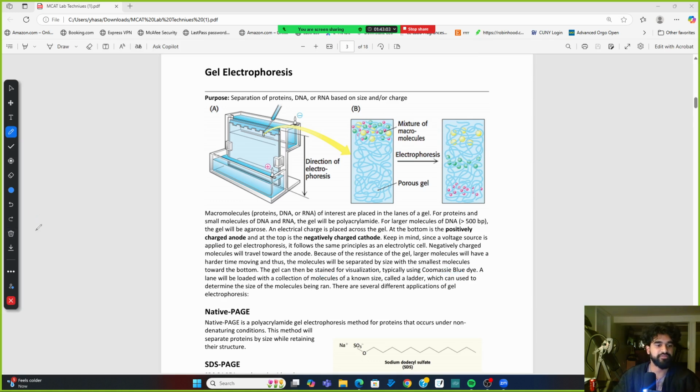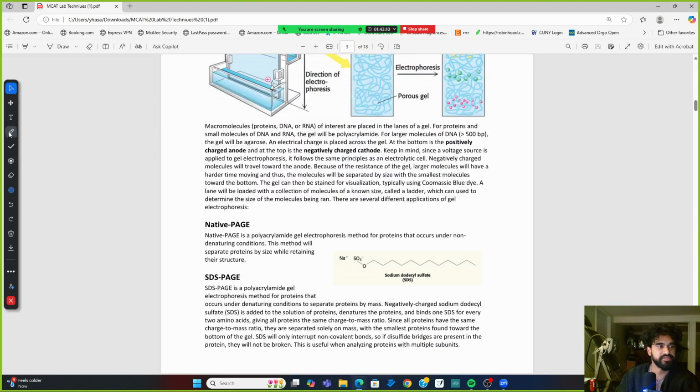And there are several different applications of gel electrophoresis. So let's take a moment and take a look at these applications.